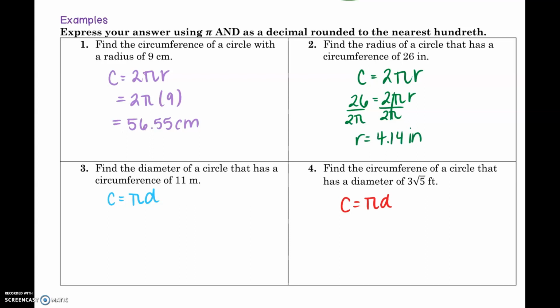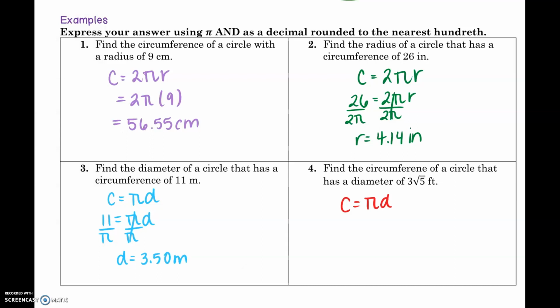Next, we want to find the diameter of a circle that has a circumference of 11 meters. So again, we're given the circumference. We're going to plug that in first. And then to solve for the diameter, we're going to divide by pi on both sides. So our diameter is equal to 11 divided by pi, which is about 3.50 meters.